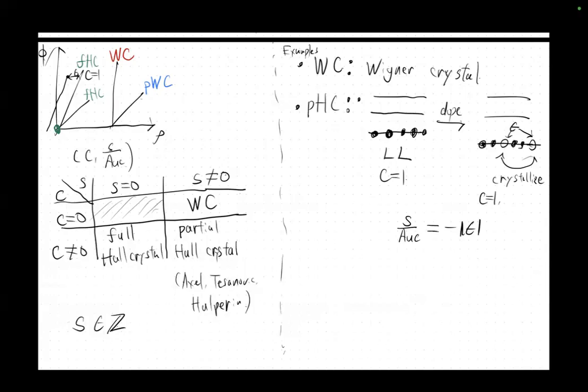Now this is an example that happens at finite D field, or at least it's built at finite D field. There are more recent examples of this kind called anomalous Hall crystal.